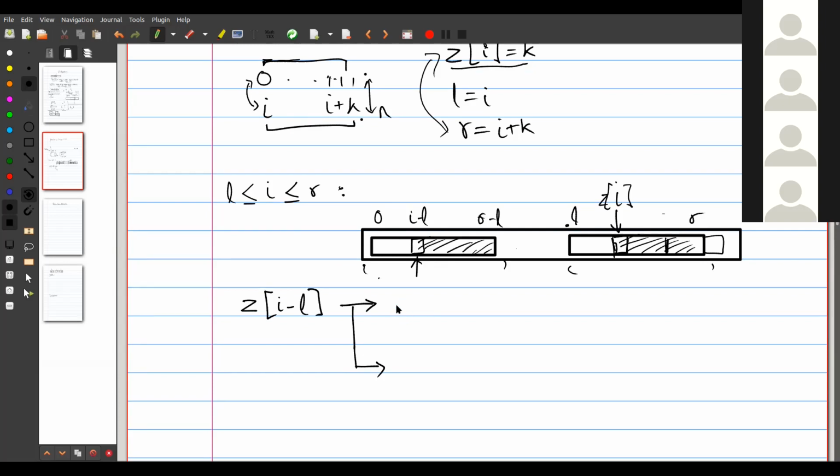So if Z of I minus L turns out to be say this, I call this value x. So if x is less than R minus I plus 1, which is, it is less than this entire thing. It ends before this last value. So it's my Z of I minus L.